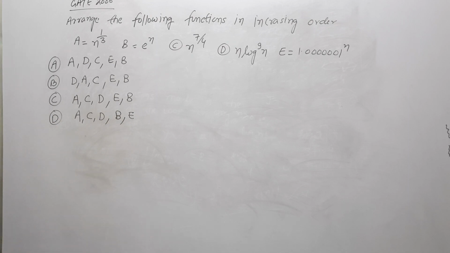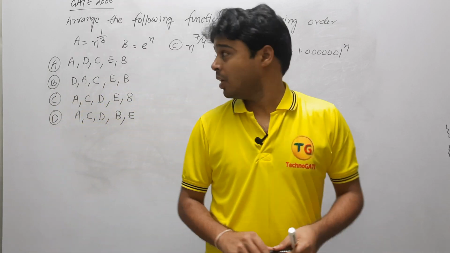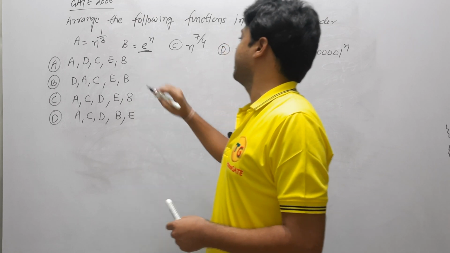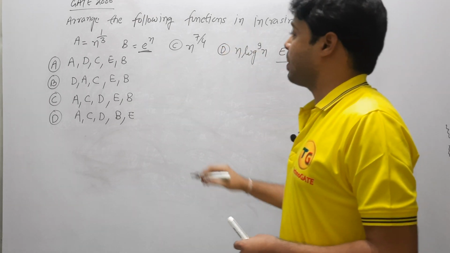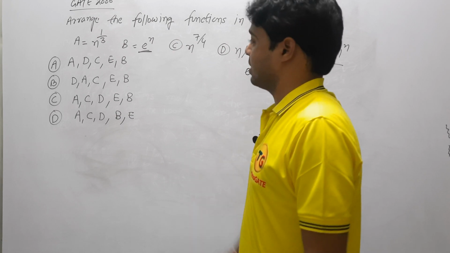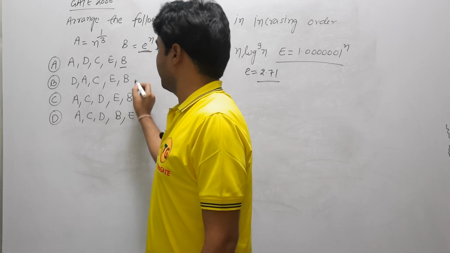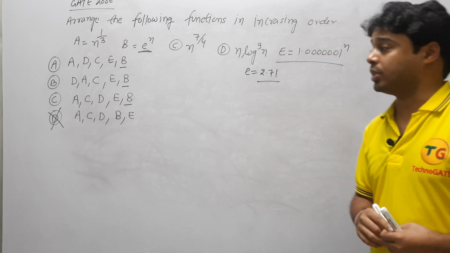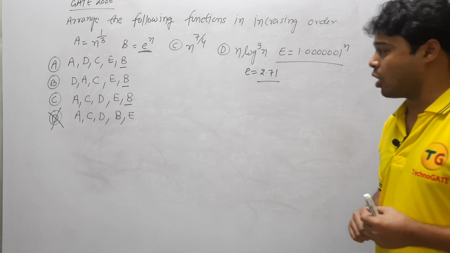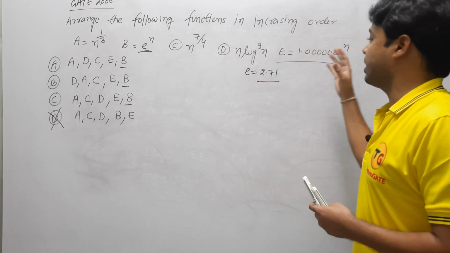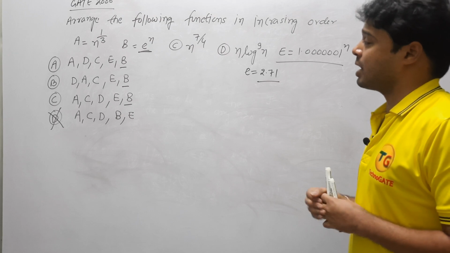Now let's check one by one. Which option is correct here? Here I have two exponential functions, this is B and this is E. The base of e is 2.71, so definitely it will be larger than any other function. So B is the largest function here. First of all, try to eliminate the options. D is wrong because B is the increasing function.